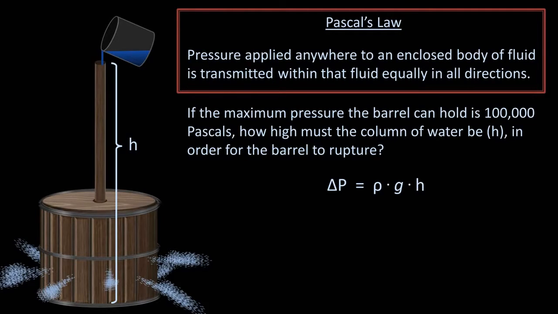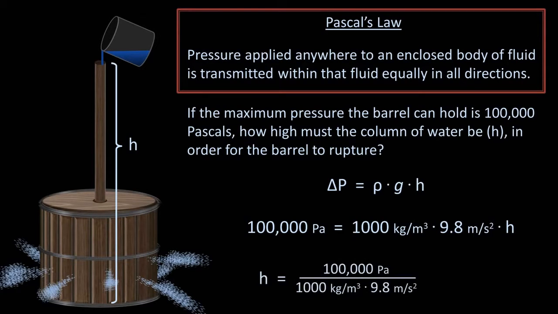In this case, when we talk about the maximum pressure the barrel can hold, it actually refers to the maximum pressure gradient. In other words, the pressure inside can be no more than 100,000 pascals greater than that outside, which is presumably atmospheric pressure. 100,000 pascals is not an atypical value for a wooden barrel. Let's then plug in the numbers. 100,000 pascals equals 1,000 kilograms per cubic meter times 9.8 meters per second squared times h. Solve for h and we find that it's 10.2 meters.